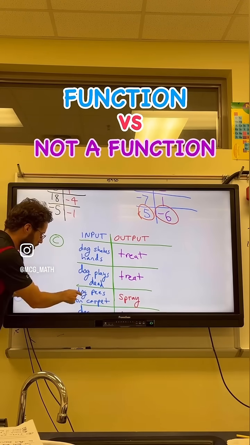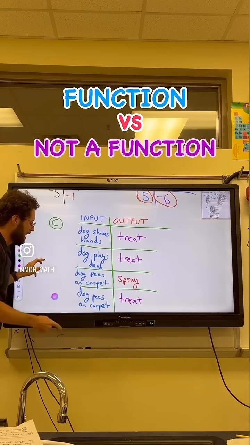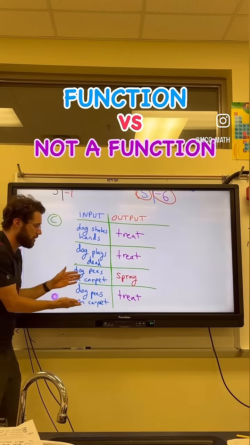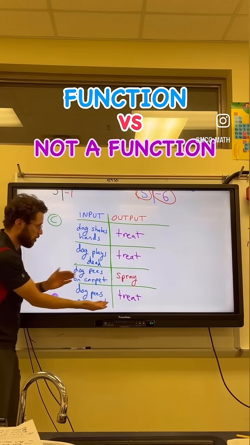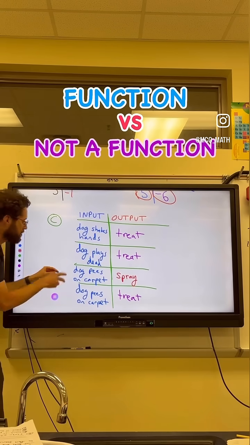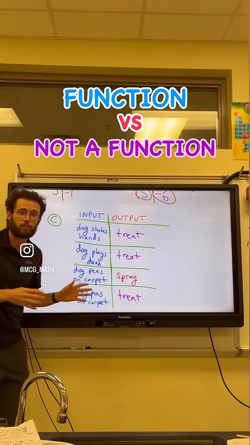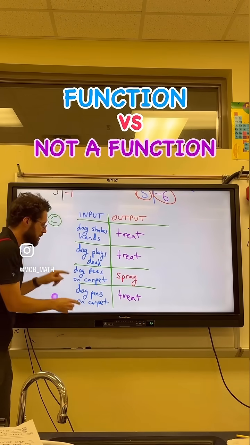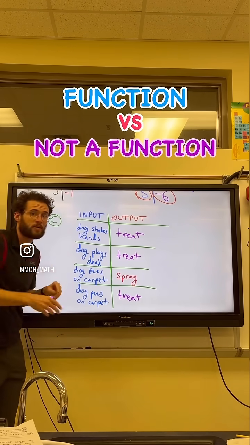But if the dog pees on the carpet, one day they get sprayed, and then a different day they also pee on the carpet, but they get a treat, they don't know if peeing on the carpet is good or bad because they got a reward and a punishment for the same activity. So doing the same input with two different outputs makes it so the dog does not know how to function. Remember, you can repeat outputs, but if you have the same input with two different outputs, it's not a function.